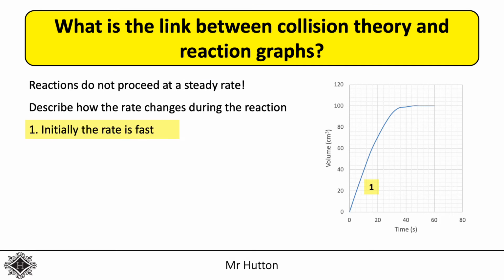So at the start of this reaction, initially the rate is fast. We know that because the line is steepest. So where the line is steepest, where the gradient is steepest, then that is where we have our fastest rate.